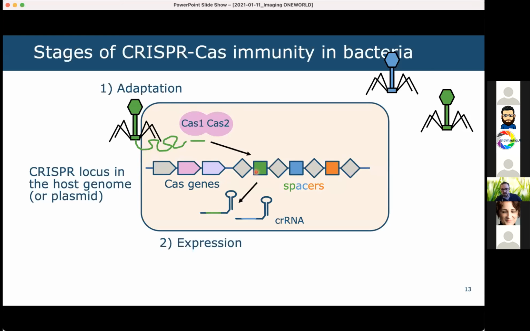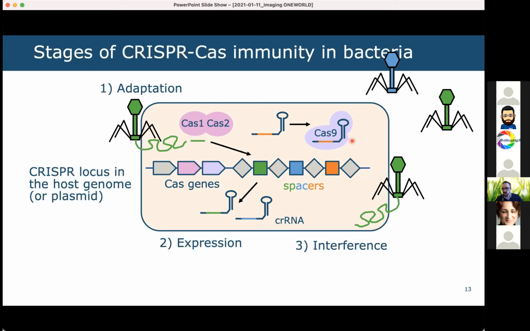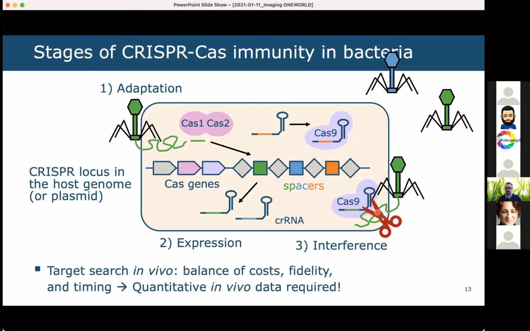This spacer then forms CRISPR RNA. This CRISPR RNA is loaded to the enzyme called Cas9, and then Cas9 surveils the cell to check whether there are new infections of a previously encountered bacteriophage. If this happens, then this part of the CRISPR RNA will be complementary to the DNA strand of the bacteriophage, and Cas9 will cut that DNA into pieces. And from a biophysical point of view, this is a very, very interesting story.